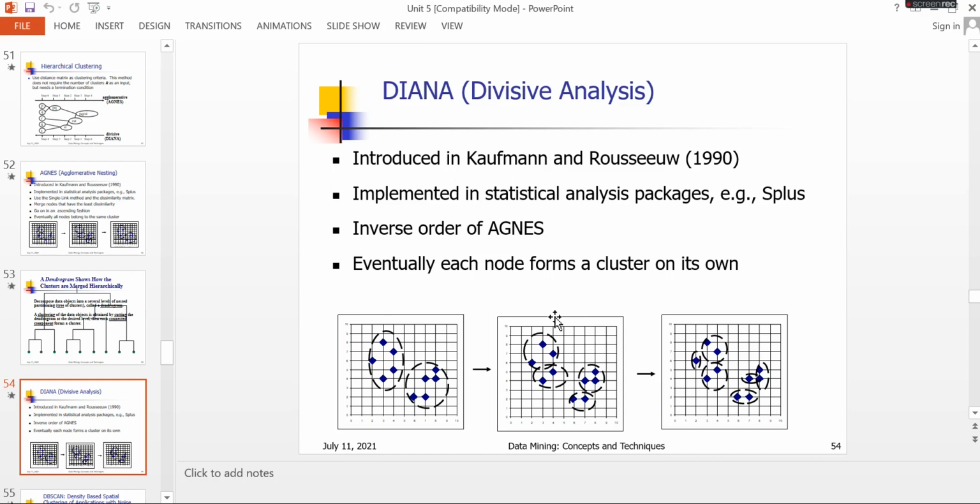In this way you can process. So in hierarchical clustering, we have 2 types of approaches: the agglomerative approach and the Diana approach, the divisive analysis approach. Okay, so that is about the hierarchical clustering algorithm, the hierarchical clustering method.